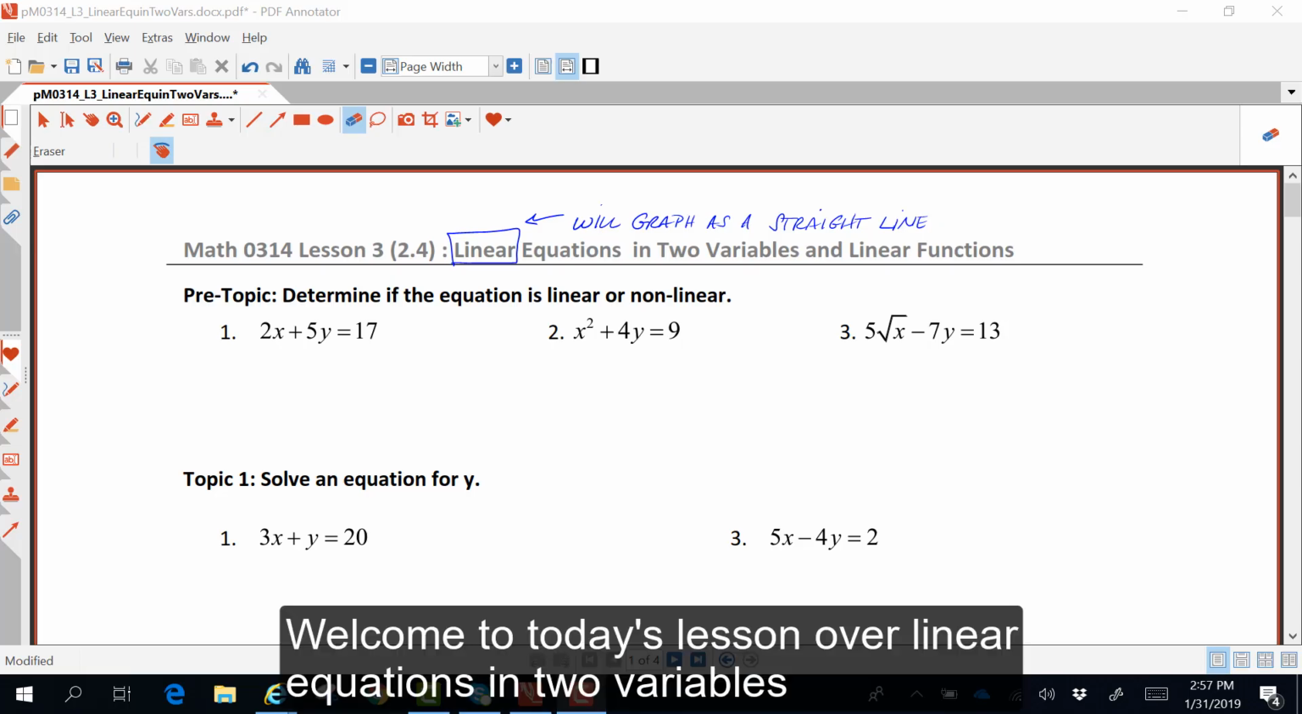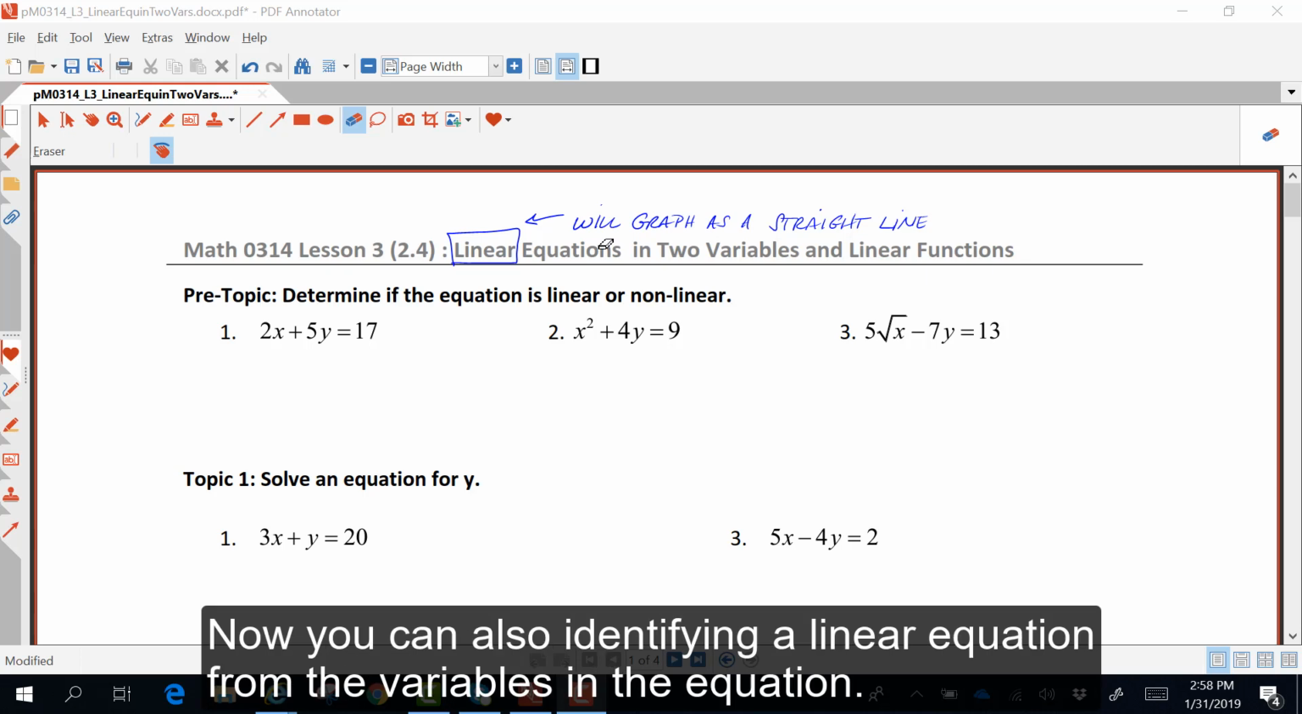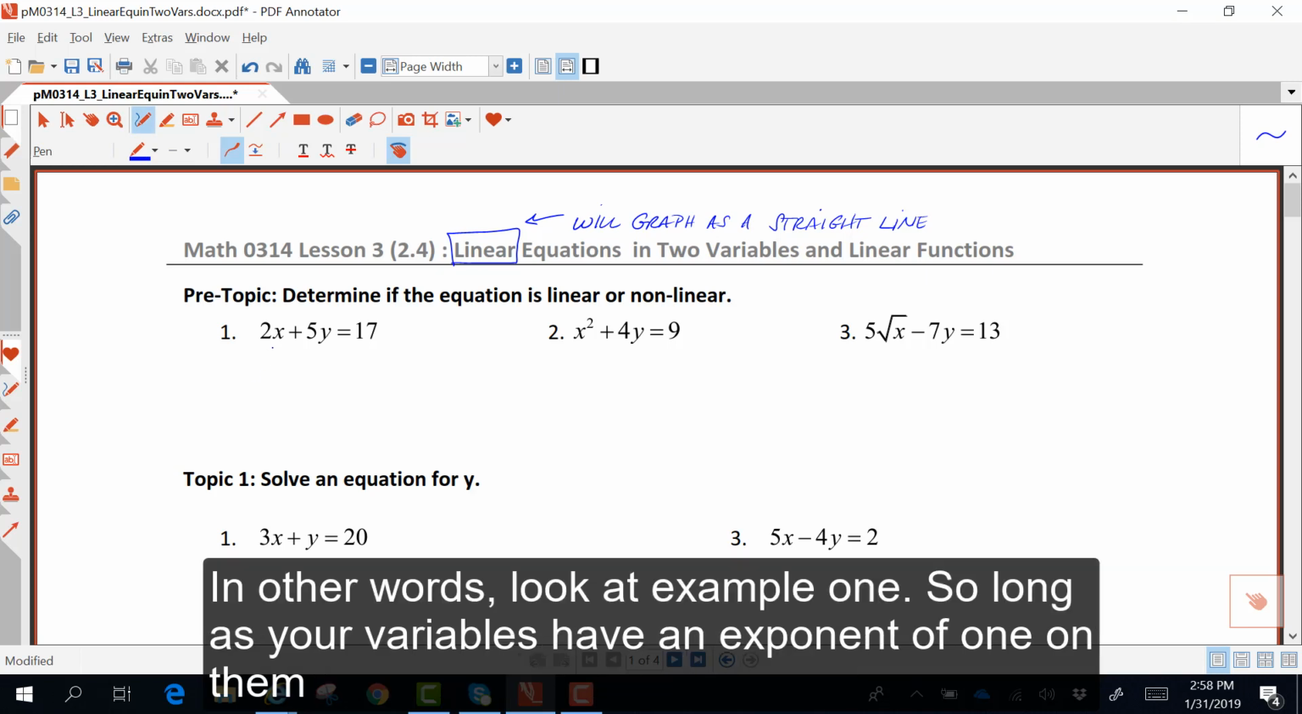Welcome to today's lesson over linear equations in two variables. Today we will begin by discussing a linear equation. As written here, linear equations will graph as a straight line. Now you can also identify a linear equation from the variables in the equation. In other words, look at example 1.